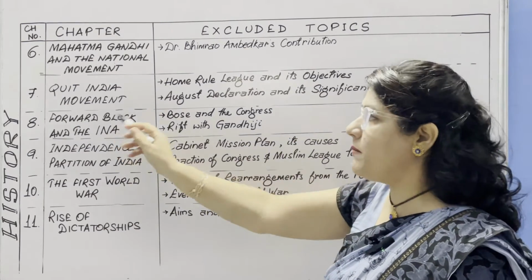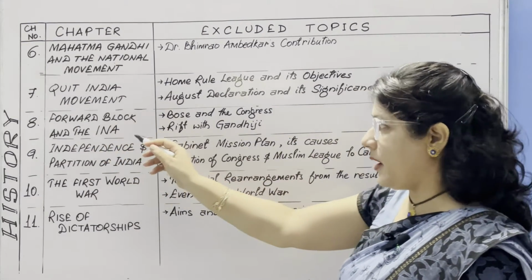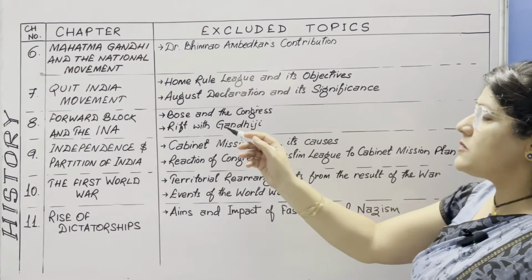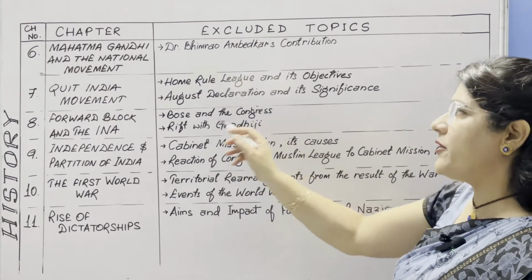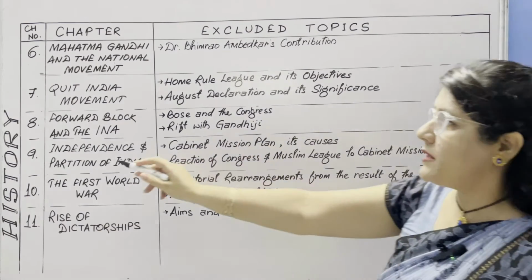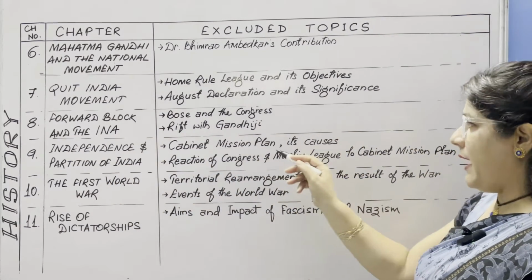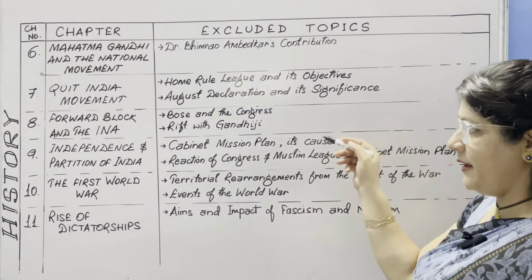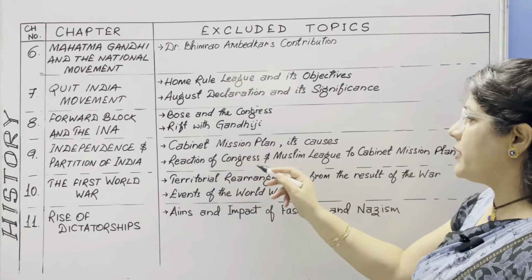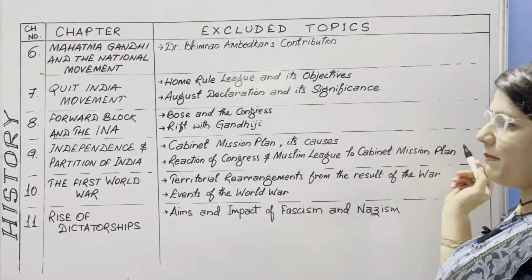Chapter 8 is Forward Bloc and Indian National Army. Excluded topic is only Bose and the Congress and Rift with Gandhiji. Chapter 9 is Independence and Partition of India. Cabinet Mission Plan and its causes are excluded, along with reaction of Congress and Muslim League to Cabinet Mission Plan.